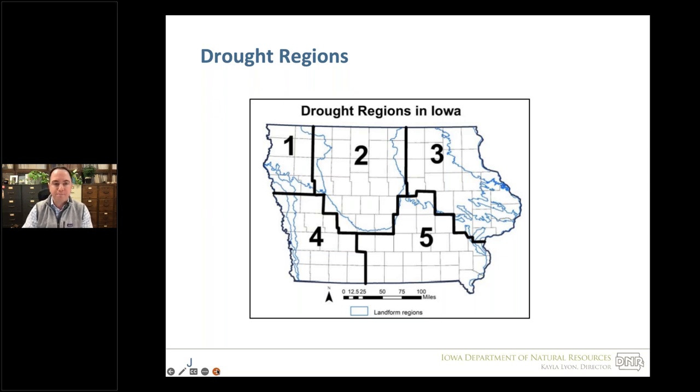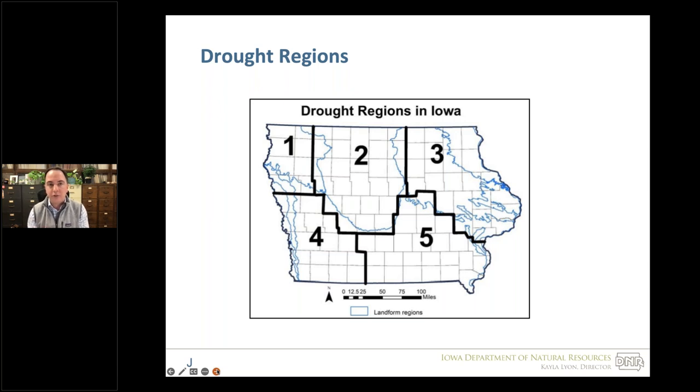When we were looking at the state, we determined using data from our state geologist, Dr. Keith Schilling, that specific landforms and differences across the state would help us produce drought regions for monitoring. So we used similar landforms in which we thought that meteorological and hydrological impacts would be normalized, or they would be the same across these drought regions. And as you can see with this map here, we have five drought regions for the state of Iowa, with one being northwestern Iowa and five being southeastern Iowa.